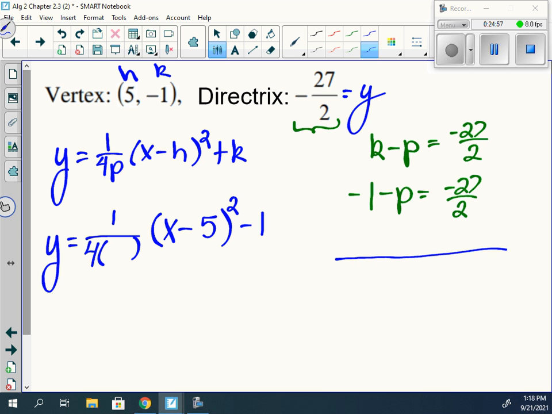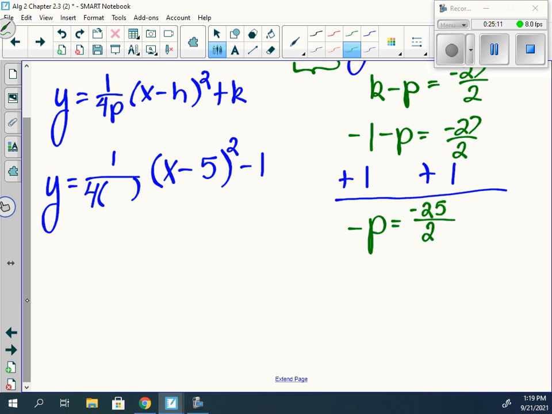To solve for the value of p, we would add 1 to both sides, which tells us -p is equal to negative 25 over 2. Or really, p is equal to what? 12.5, or just positive 25 over 2. Because if negative p equals negative 25 over 2, positive p is going to equal positive 25 over 2. If I change the sign on one, I have to change the sign on the other. We could also have gone about that by multiplying both sides by negative 1 and gotten the same thing.